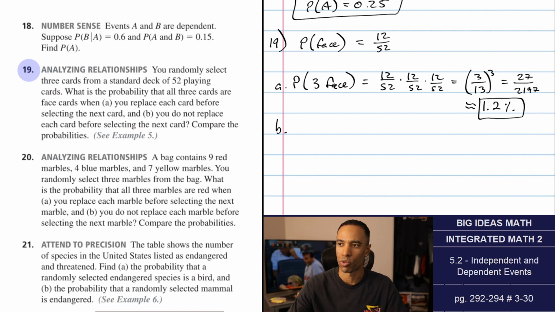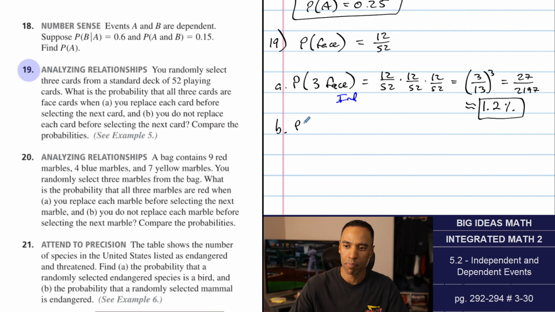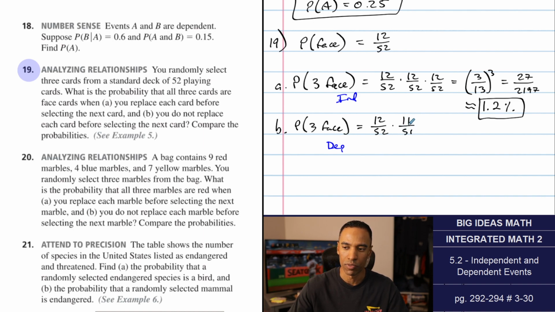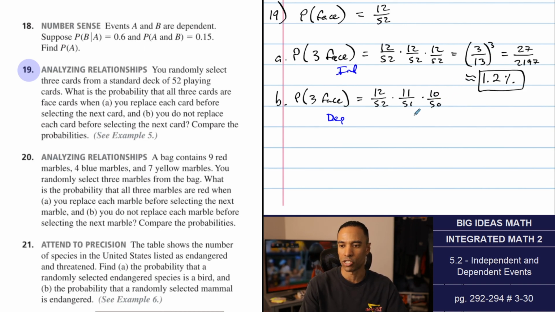So the first one was independent. The next one is dependent because this time you do not replace the cards. That means that when I draw a face card, it changes the probability of drawing face cards afterward. It starts with 12 out of 52, then a card is removed, so 11 out of 51, and then 10 out of 50. So this keeps reducing each time.